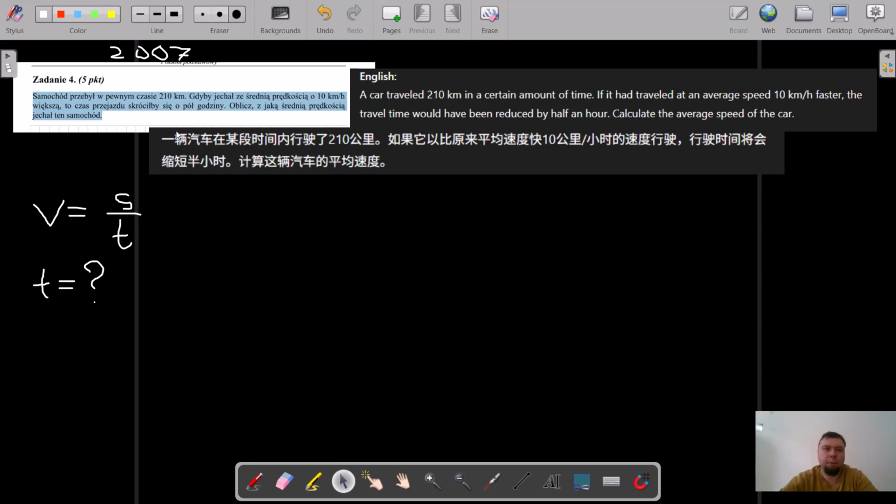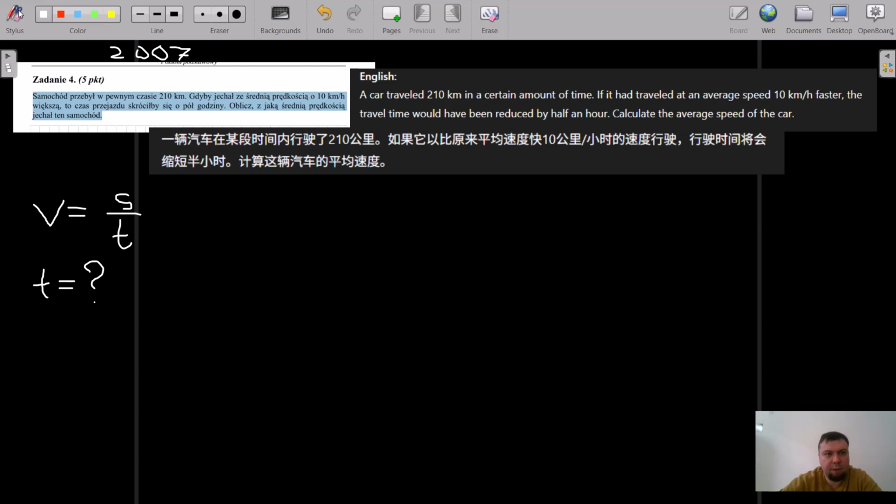Everyone, I want to show you today an exercise from a high school exam on the basic level in Poland from 2007. Yes, this is the year, and it can let you score 5 points, so it's quite a lot. And you can read it in Chinese here.